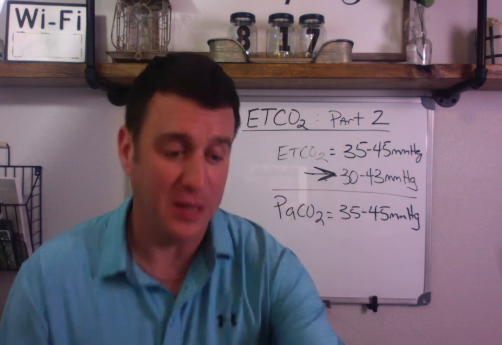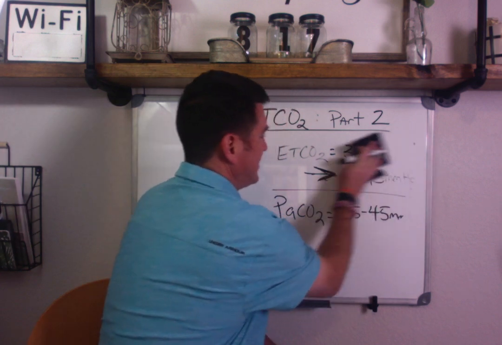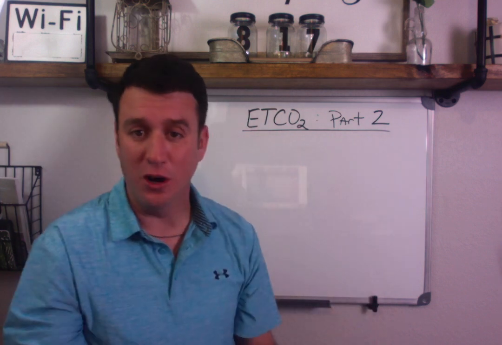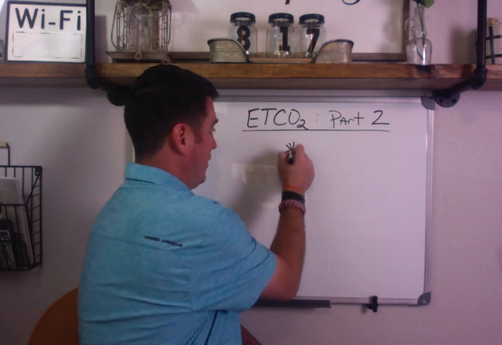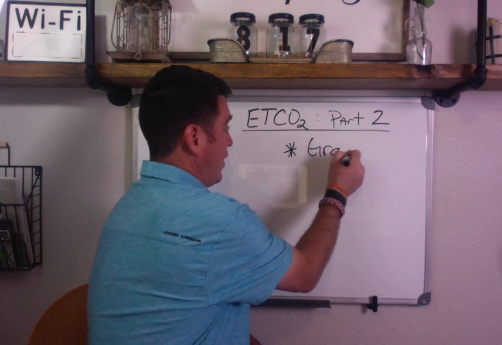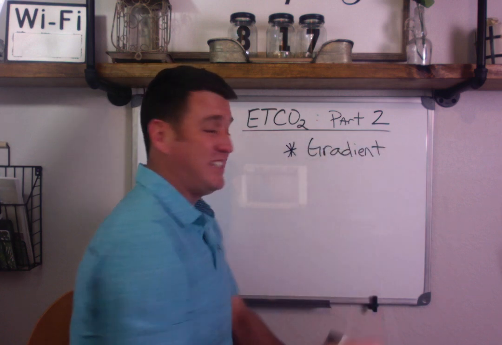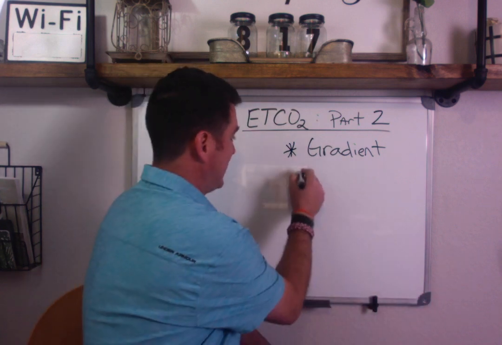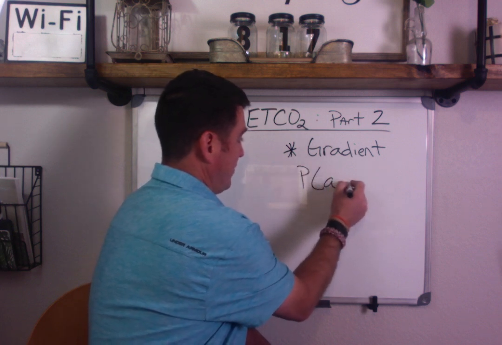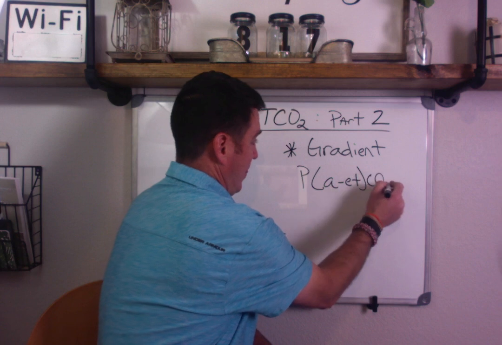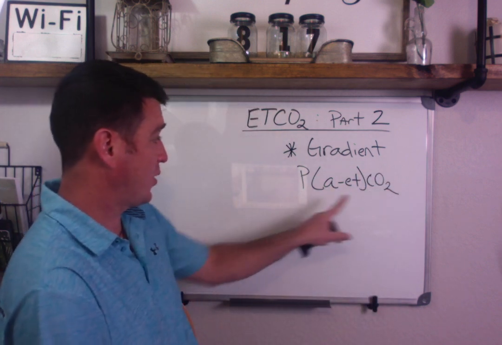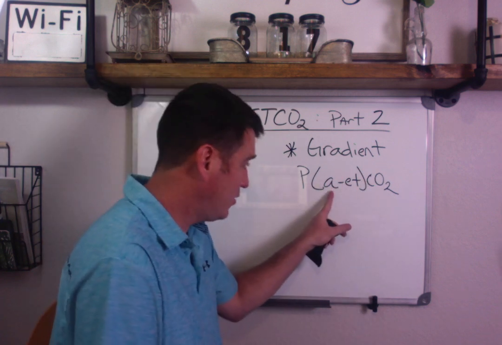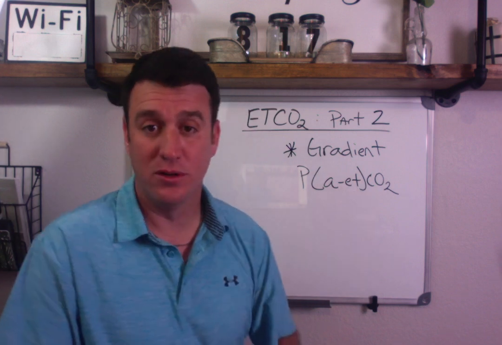Now, I'm going to erase this because we know our normal values now. So let's get this off the board, and let's talk about what really matters. If you're taking notes, this is what I want you to write down. What really matters is the gradient. This is the difference between arterial CO2 and Tidal CO2. So it looks like this. And all this says is we're talking about the partial pressure of CO2, but we're going to talk about the difference between arterial and Tidal CO2.